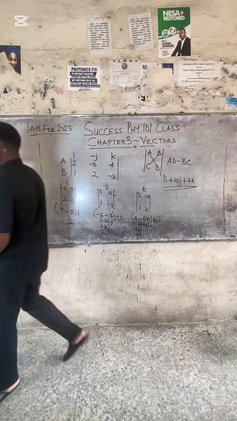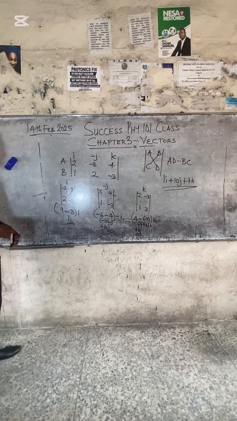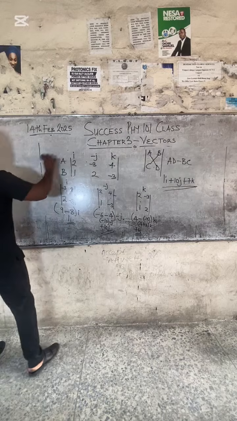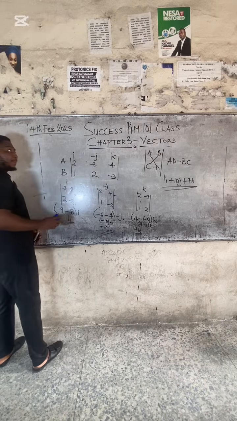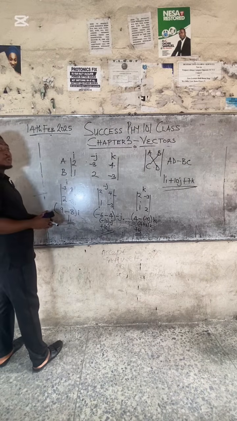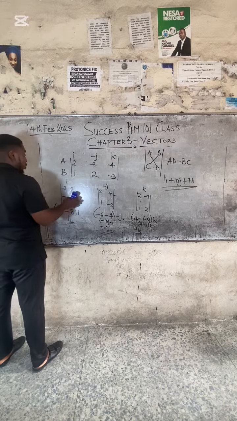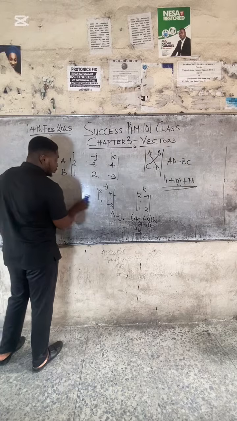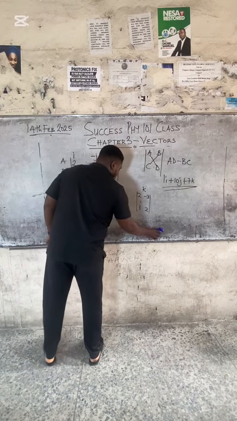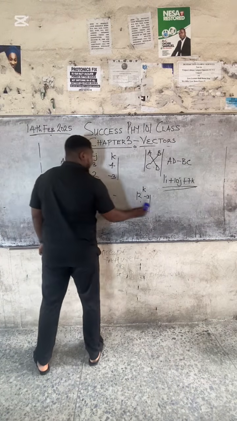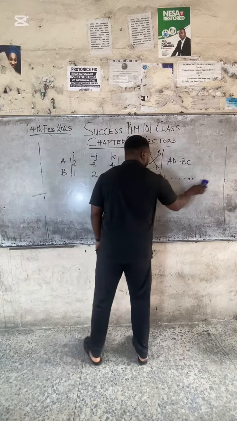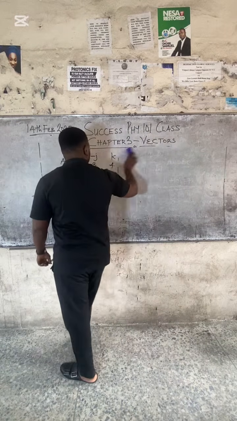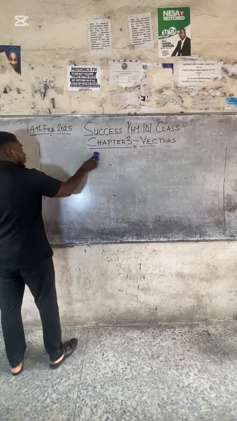Class, the last thing we look at under vectors, write down: angle between two vectors. Before we go to the angle between two vectors, please write down angle between two vectors.